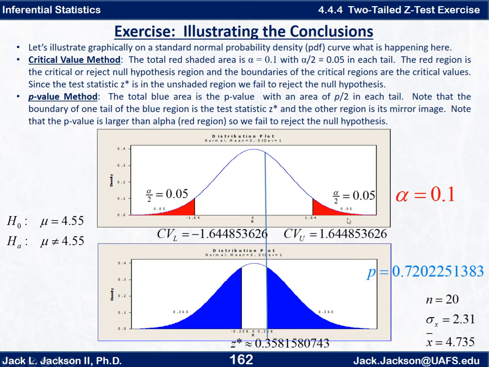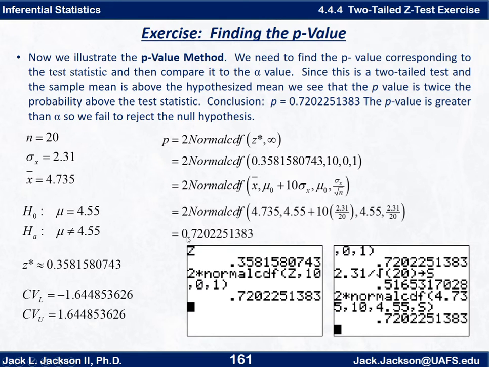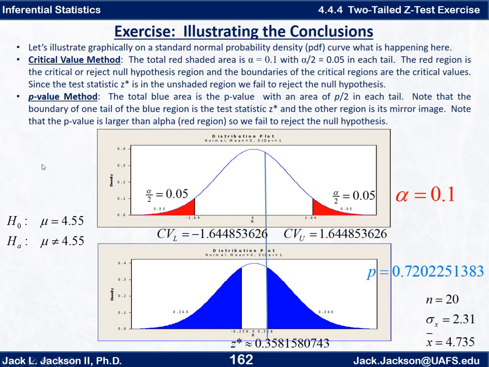Now let's illustrate the picture. Oh, well, let's make the conclusion before we illustrate the picture. In the p-value method, the way you do it is you look at the p-value and compare to alpha. In this case, the p-value is bigger than alpha, and 0.7 something is definitely way bigger than 0.1. So there's definitely not enough evidence to reject the null hypothesis.